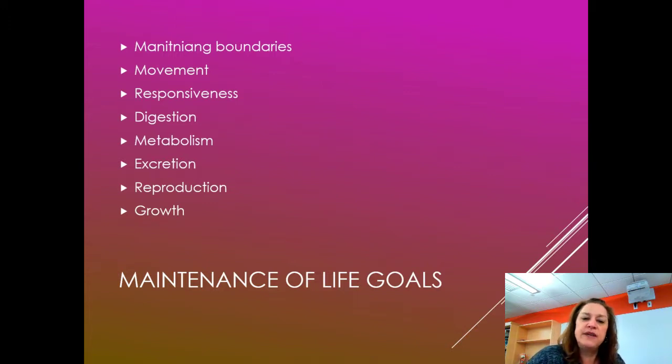Then we have responsiveness. Now, responsiveness means we need to be able to detect changes in our environment. So right now I'm sitting in the lab. It's kind of cold. My arms are exposed right now, but my hands are cold. So I've decided that I'm going to move my sleeve down, right? It's going to keep me a little warmer. That's because I have noticed, my brain has noticed that perhaps my body temperature is going down a little bit.